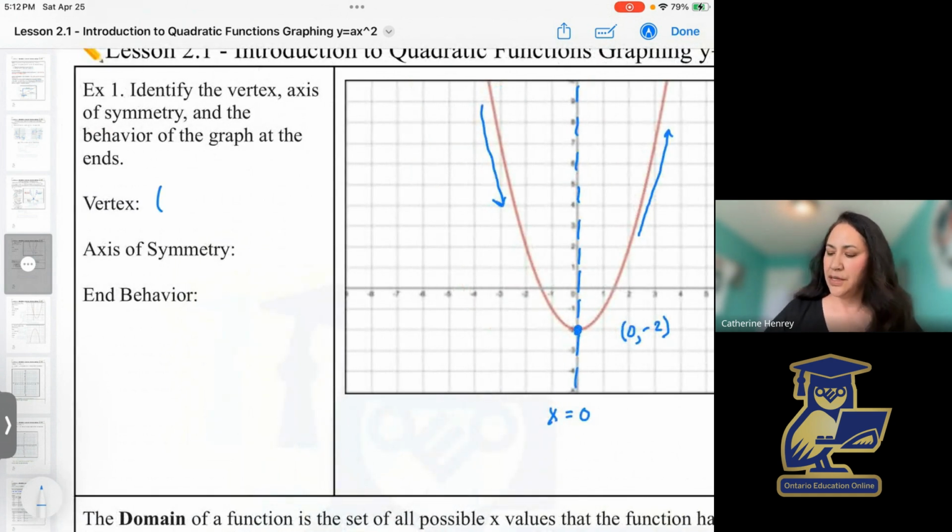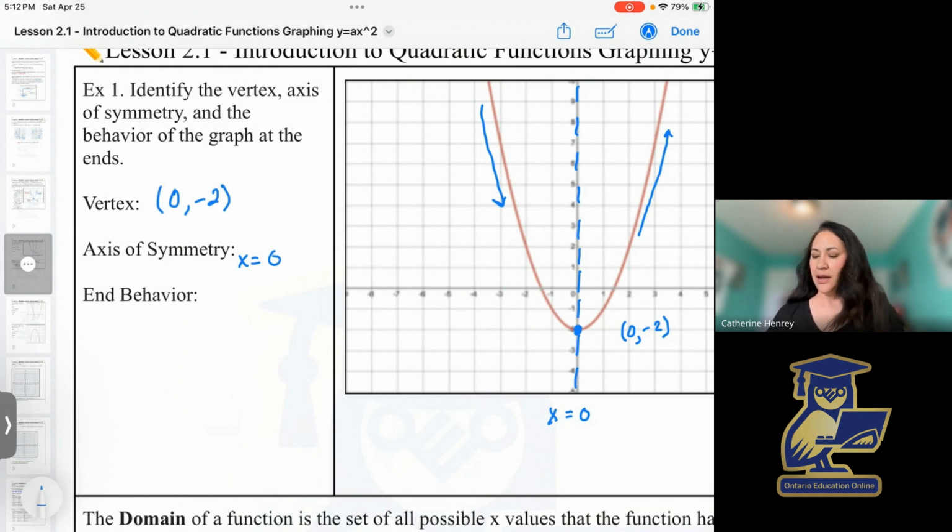So just to fill in, our vertex is 0, -2. Our axis of symmetry is always written as x equals whatever the point is. In this case, it's 0. And then our end behavior, we will say it goes from decreasing to increasing.